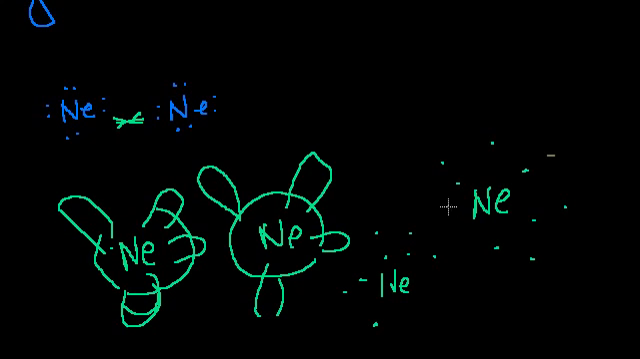This will be kind of negative. That'll be positive. This side will be negative. This side will be positive. So you're going to have a little bit of an attraction for that very small moment of time between this neon and neon. And then it'll disappear because the electrons will reconfigure.